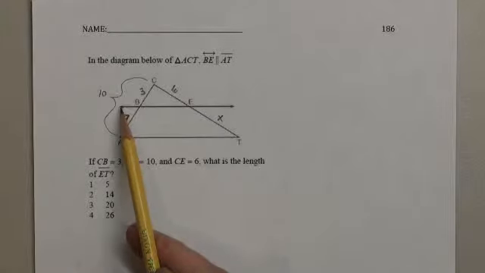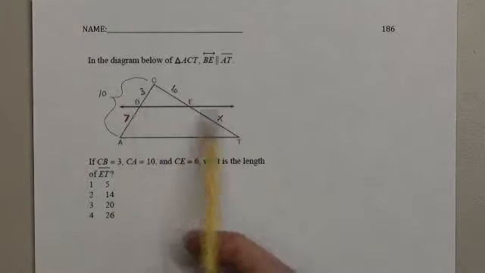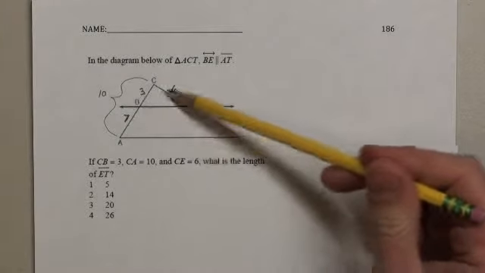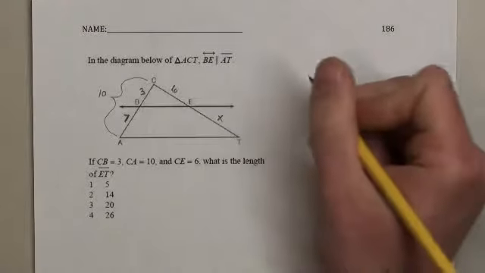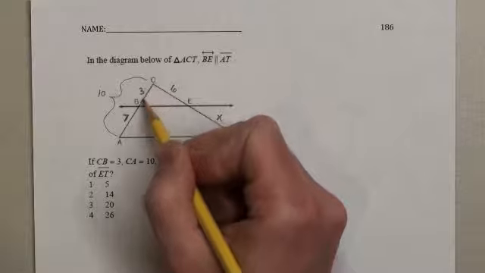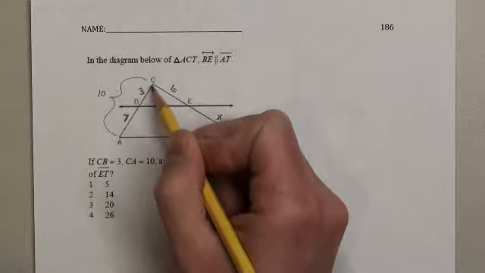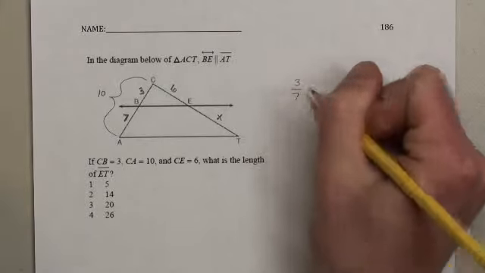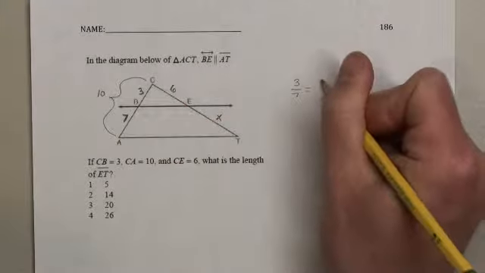When we have a parallel line splitting two sides of a triangle like this, these pieces are in proportion. So what that means is that we can set up a proportion in order to solve this problem. We can take this little piece and put it over this little piece. So the left side, we'll put 3 over 7 equals 6 over x.